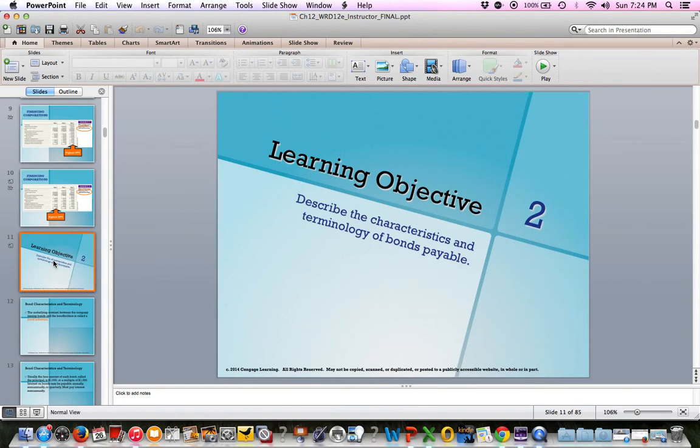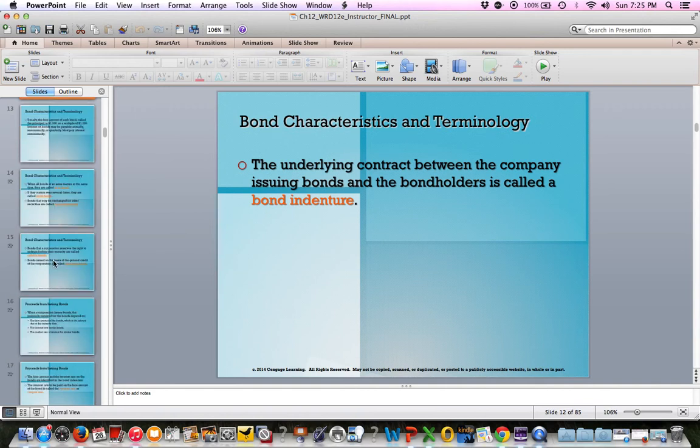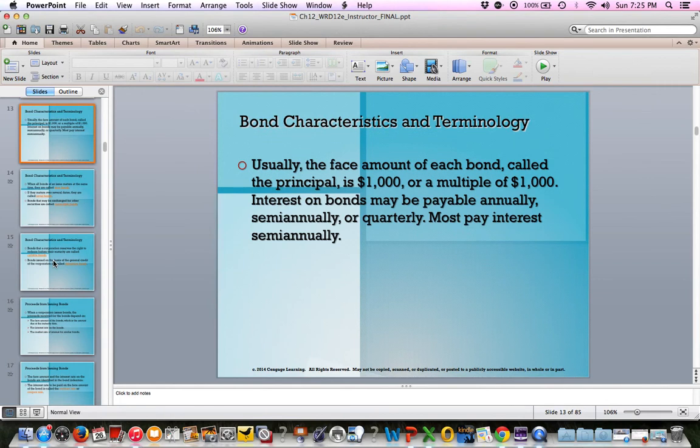So bonds payable is the next thing to talk about. The underlying contract between a company issuing bonds and a bond holder, whoever bought the bonds, is called a bond indenture. Usually the face amount of each bond, the principal, is $1,000 or a multiple of $1,000. Interest on bonds may be paid annually, semi-annually, or quarterly. Typically it's semi-annually, just think every 6 months.